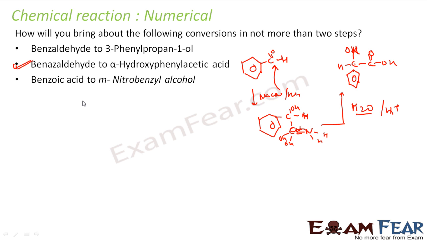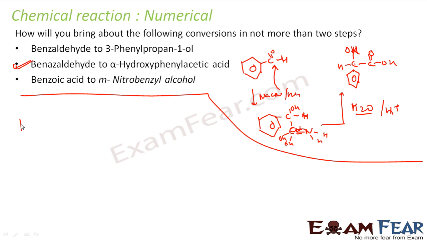The next is benzoic acid to M-nitrobenzyl alcohol. Let me try this. I have a benzoic acid. To convert this into M-nitrobenzyl alcohol. This is the benzyl alcohol, CH2OH at meta position: ortho, meta, para. Sorry, ortho, meta, para. This is meta. Yeah, this is what I have to form.